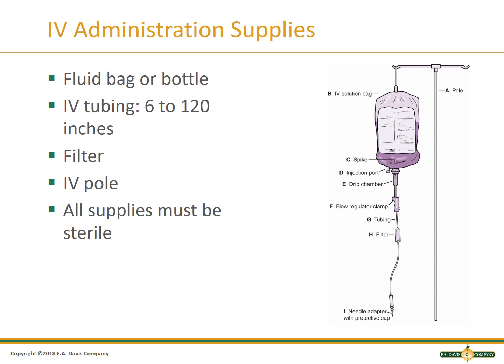IV administration supplies. So there's the fluid bag or bottle. There's a pole. Your IV tubing can be 6 to 120 inches. There's usually always a filter to make sure that nothing solid goes into the patient's vein. And all supplies must be sterile.